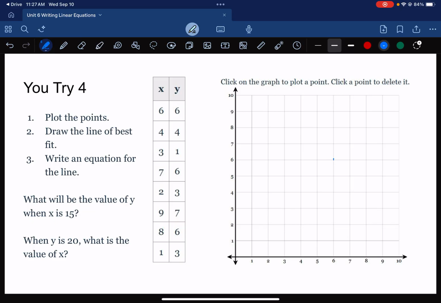So I'm going to plot 6, 6, and 4, 4, and 3, 1, 7, 6, 2, 3, 9, 7, 8, 6, 1, 3. Well, it looks like we have an outlier here on this one. You see this guy? Looks like an outlier. The rest of them look like they're going right around this. I'm going to go right there.